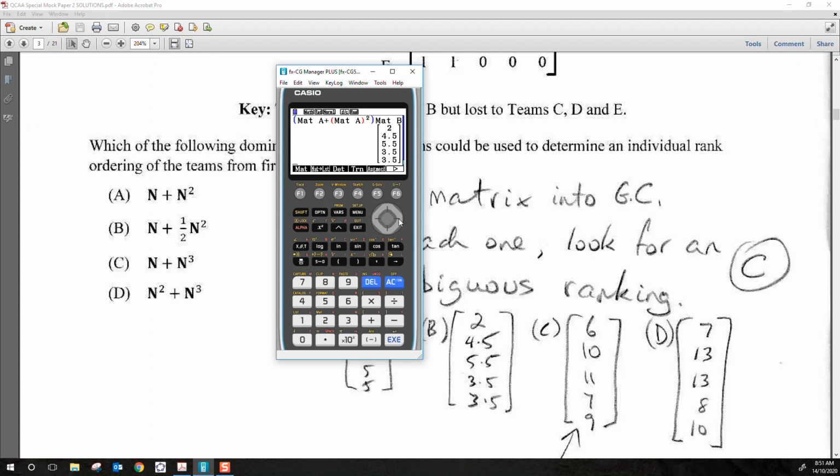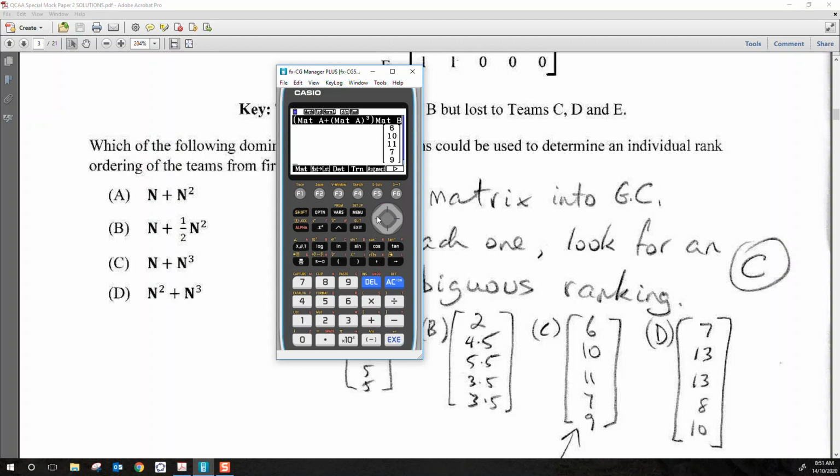So I need n plus n cubed. So I'll just change the exponent to 3, and I get 6, 10, 11, 7, 9. Yes, all of those entries are different. There is a unique outcome for each team. That would be a viable choice.